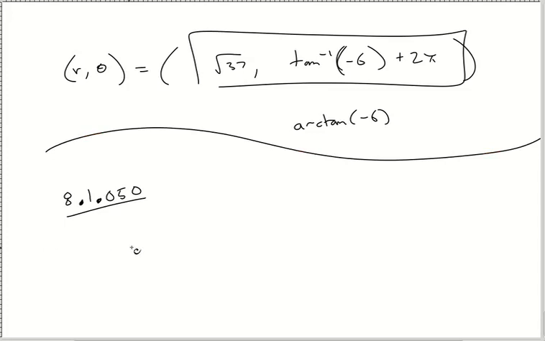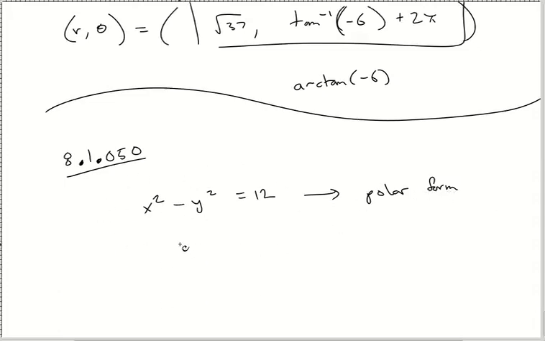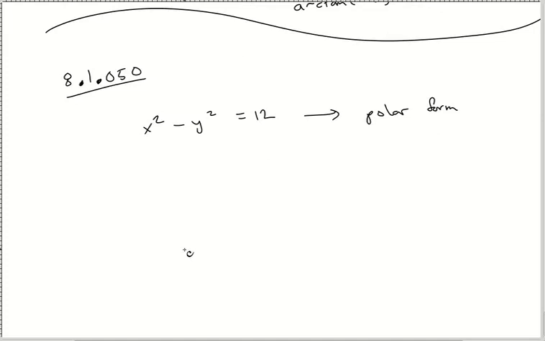Like, here's a good example. So this guy right here is x squared minus y squared is equal to 12. And they want to convert this into polar form. Okay. First off, I got a question for you. What is this shape? What are we graphing here at all?